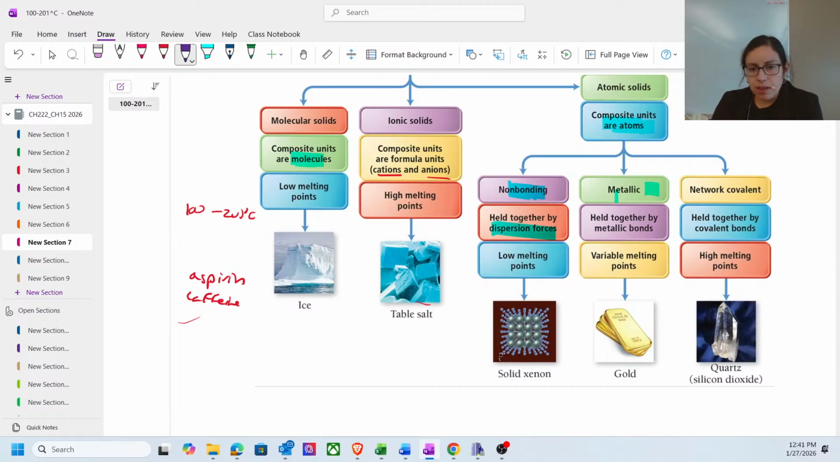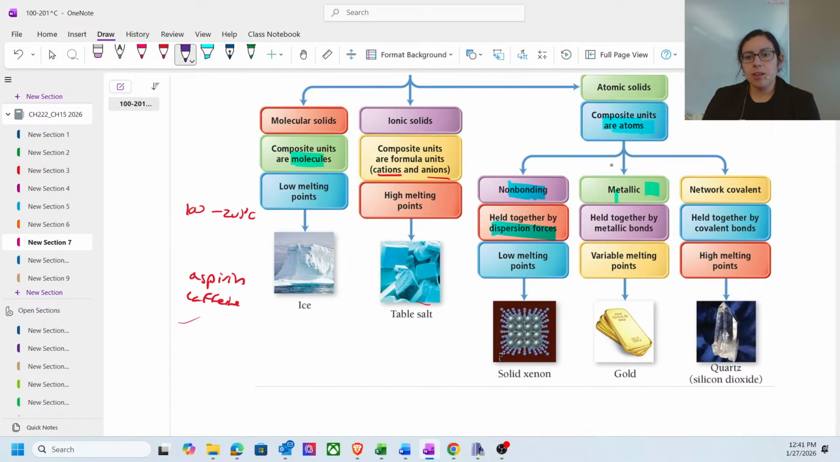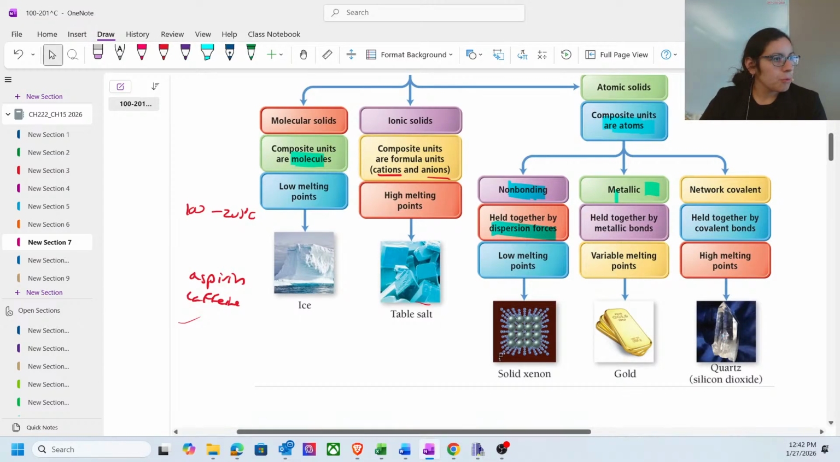So like solid xenon, for instance. Again, you take a noble gas and you've frozen it. So that's our non-bonding atomic solid. And now let's look at metallic bonding. I think we teased this first quarter, and then I said we'll come back to it now, though we may have to finish it for Thursday.